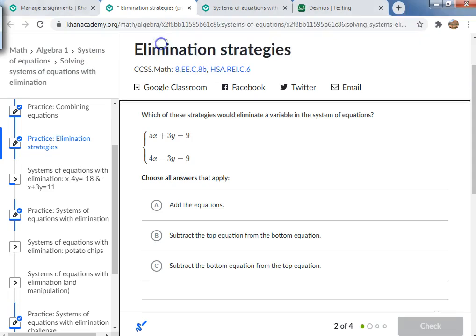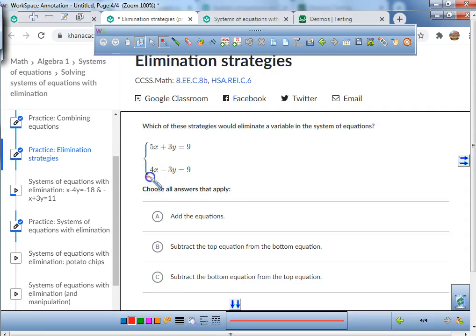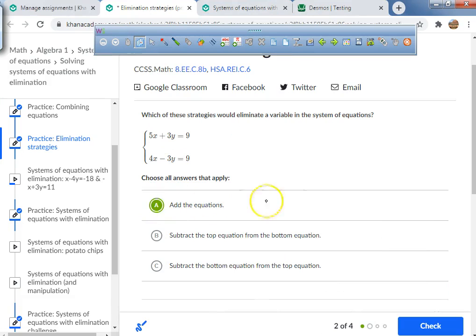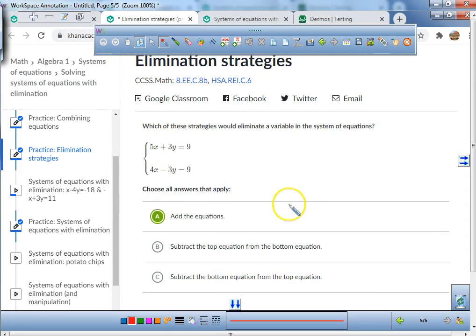So right now, if you take a look at these equations, look what would happen if I added the equations together. I would get 9x. If I added the y's together, what would happen to the y's? They would get eliminated. So if they get eliminated, that's an answer. Okay? So that's one of my answers. One of my answers is A. If I add the equations, my y values would be eliminated.